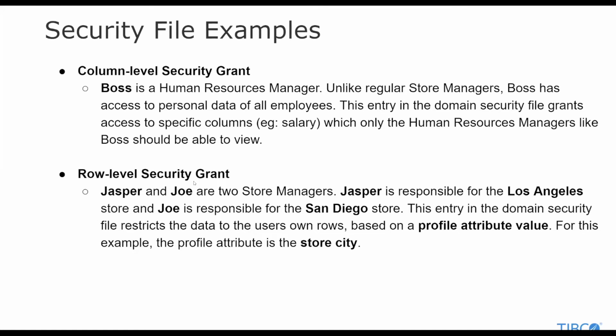And then you can also set up a row level security grant, which I explain here. It says Jasper and Joe are two store managers. Jasper is responsible for the Los Angeles store, and Joe is responsible for the San Diego store. So having this kind of row level security will allow us to filter out rows when Jasper is using the reporting. It will filter out all the rows for Los Angeles, and when Joe is using it, it will filter out for San Diego. It's quite useful for filtering. This is based on a profile attribute value that we will set. I will show you that as well. So we will set a profile attribute called city, and that city is the user city or store manager city.